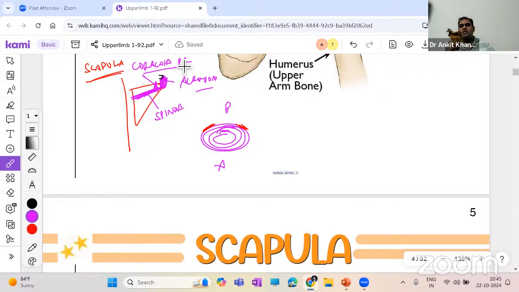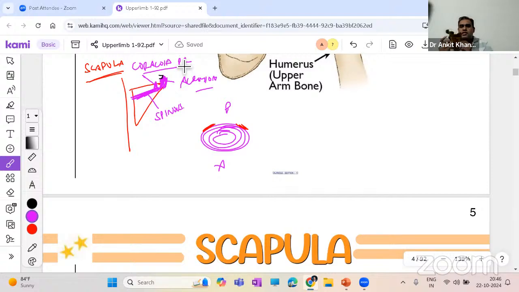So if the examiner asks me which bone is it, I will say, sir, it is a scapula. Then he might wait for you to complete the answer that it is the scapula of right side. If you have not told the side, the examiner will ask you, okay, which side of body is it of, the right or the left side? Then you will answer that it is of the right side.